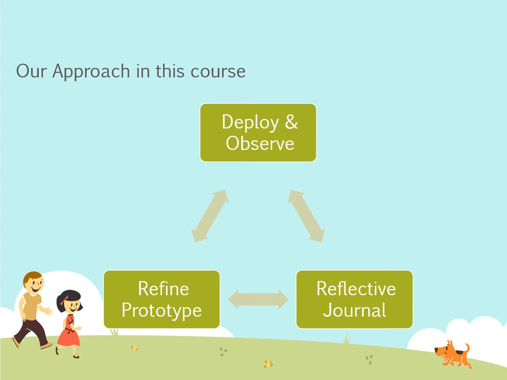First, you define the prototype. Then you let the user use it. You deploy it and observe whether your product or application is good enough. You observe the feedback and the actions of your user, and then we do the reflective journal.